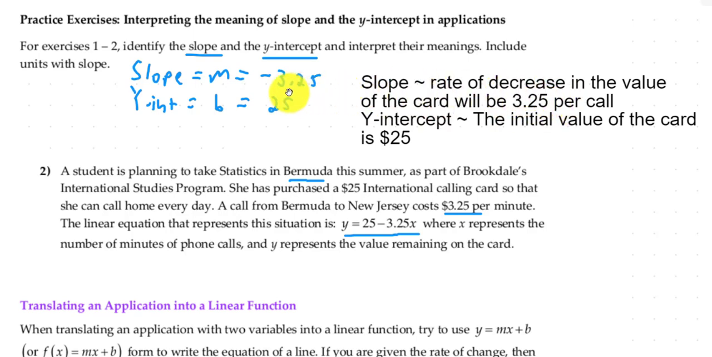And notice I used the word decrease because of the negative sign. If this was a positive sign, there'd be an increase. So the negative sign just tells you the direction of the rate change, either the rate of change is going up or down. For example, if you had a job where you get paid $3.25 an hour, this would be a positive, because your earnings would go up by $3.25 for every hour you work. The y-intercept is the initial value of the card. Anytime I ask for the y-intercept or the vertical intercept, you can always start the sentence by saying the initial value of the, and then look at the problem and fill in the blanks.